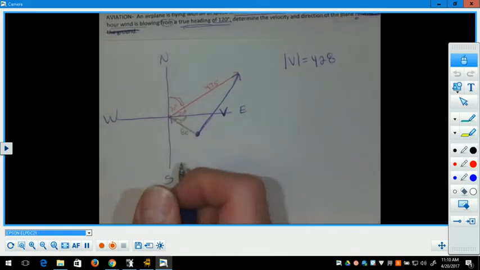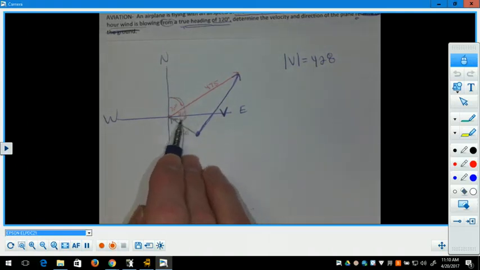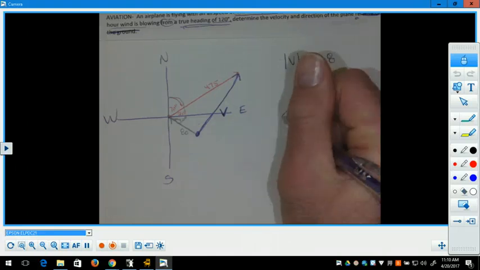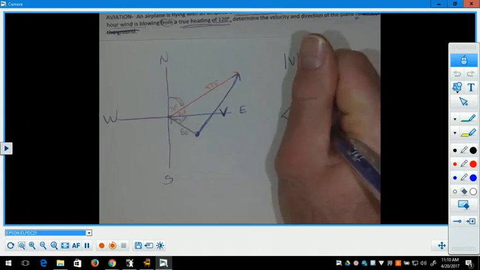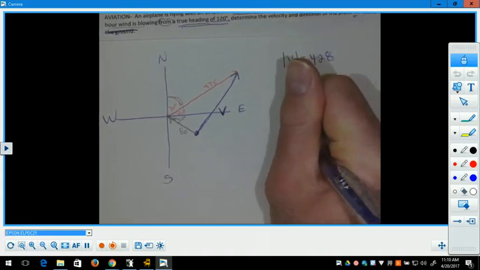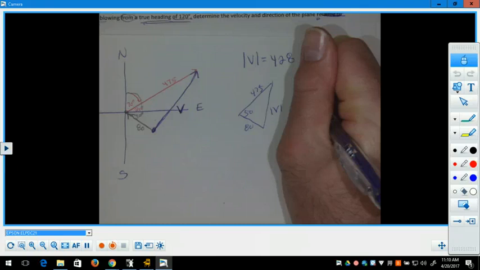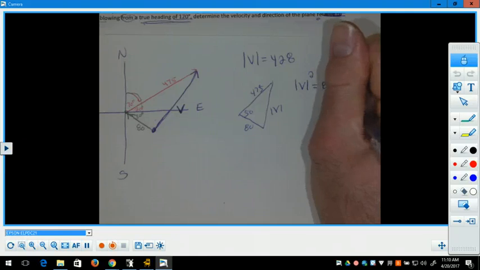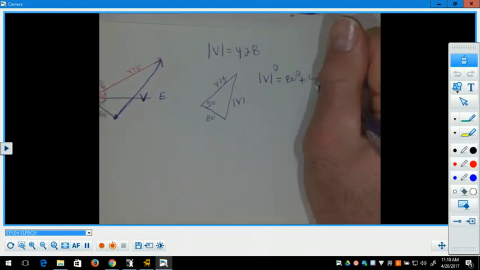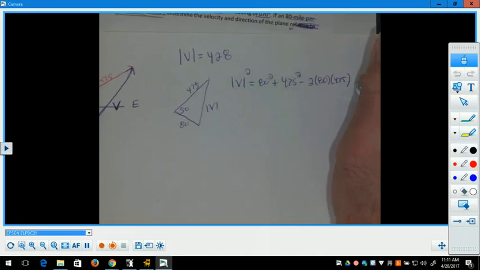So anyhow, with this picture, we're trying to find the magnitude of this. I have this triangle. This angle right here is 50 degrees. So basically, I'm just going to sketch this triangle over here. This is what I'm trying to find, and I have 475 here, and 80 here, and 50 here. So we used law of cosines. So law of cosines, we have the magnitude squared is 80 squared plus 475 squared minus 2 times 80 times 475 times cosine of 50 degrees.